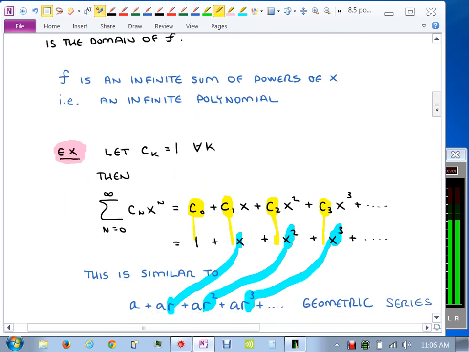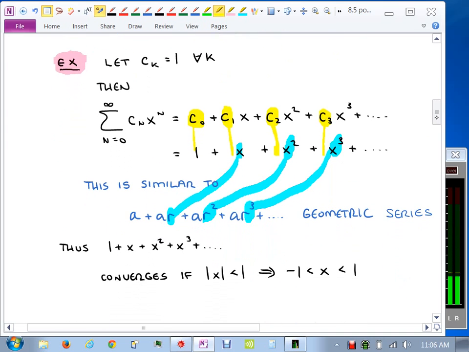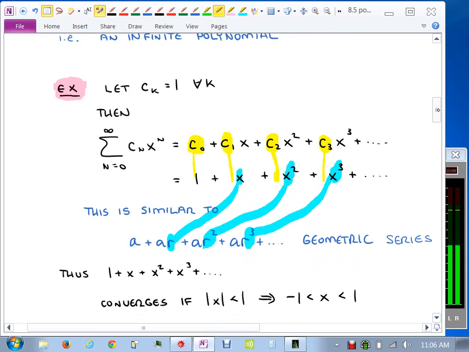And then this very, very important example here. This is going to motivate a lot of what we do for the rest of this section. It's taking what we did back when we were talking about geometric series. So if I take this general power series and I say all my constants, all of them, are ones, right?